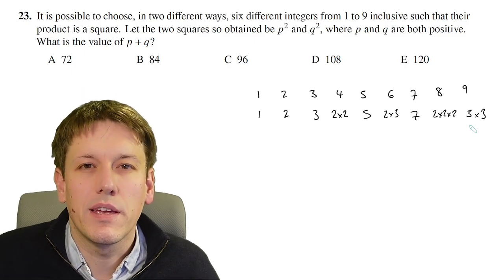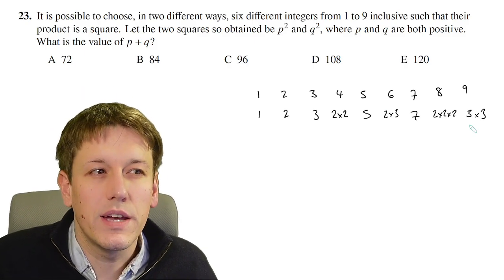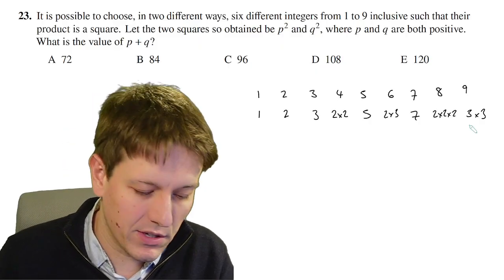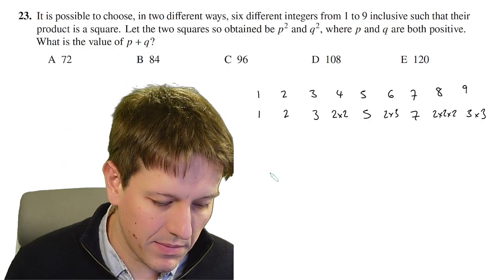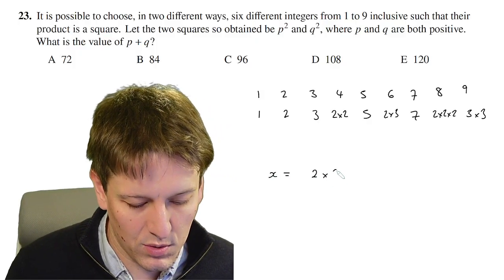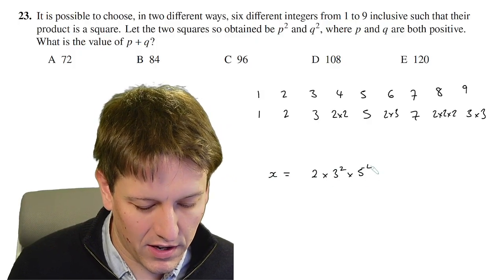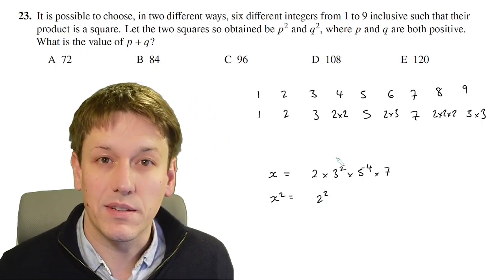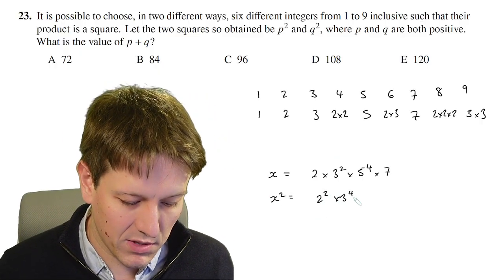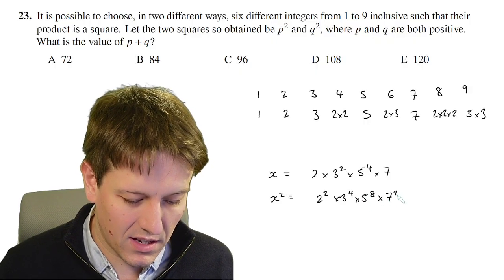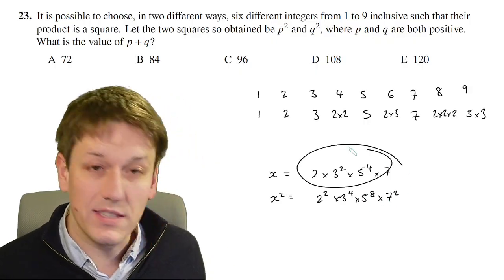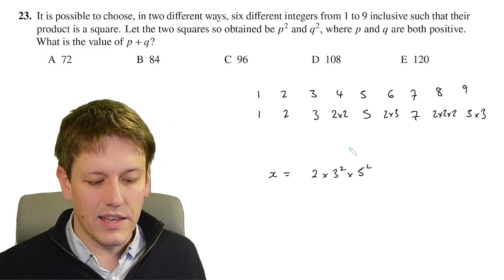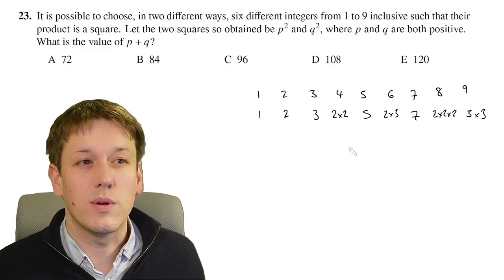Now if I'm going to multiply a collection of these numbers together and get a square number, I need to make sure that the final result just has even numbers in the power, right? So what I mean by that is that if I have a square number, let's say I take x equals 2 times 3 squared times 5 to the 4 times 7, when I square x, I suddenly get even numbers in the power. So I get 2 squared times 3 to the 4 times 5 to the 8 times 7 squared, which is this number multiplied by itself. So I've got to be able to take 6 of these numbers in the list and multiply them together so that there's only even powers.